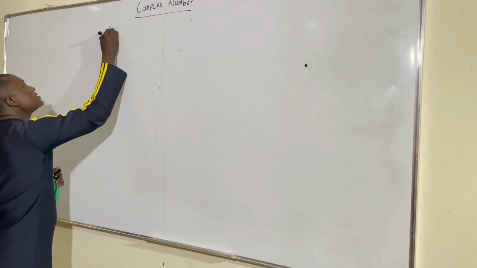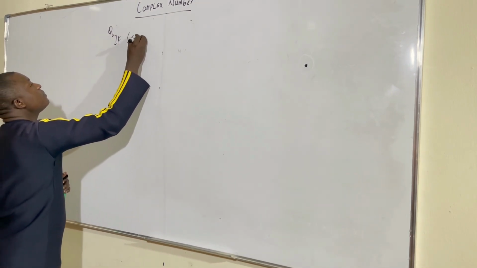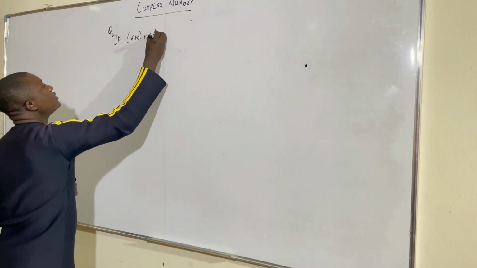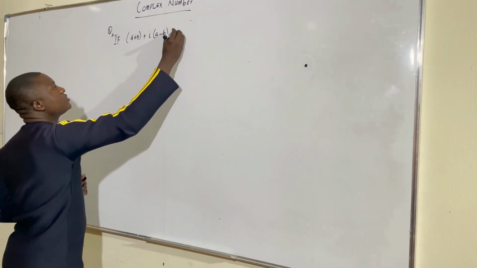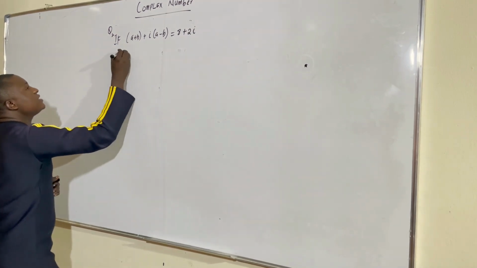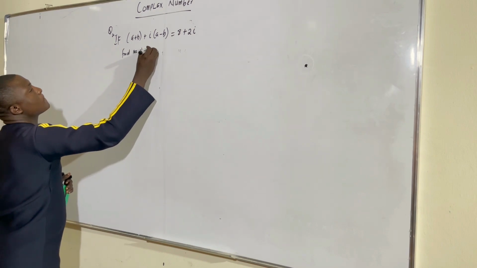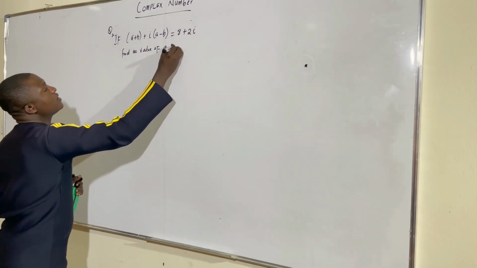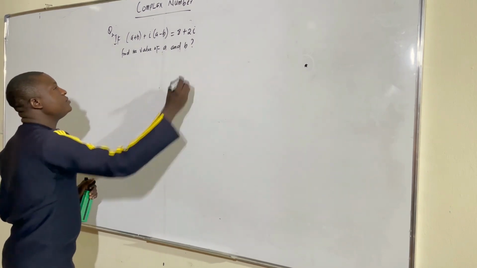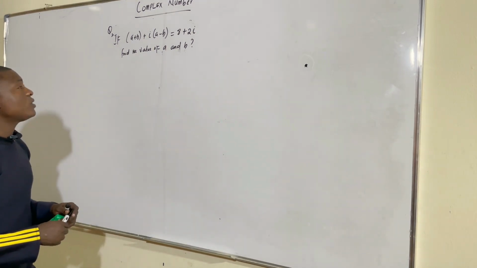Let's look at this, question 2. If a plus b, a minus b is equal to 8 plus 2i. They say find the value of a and b. So we have to find the value of a and b here. It's still the same thing. I will just equate them.